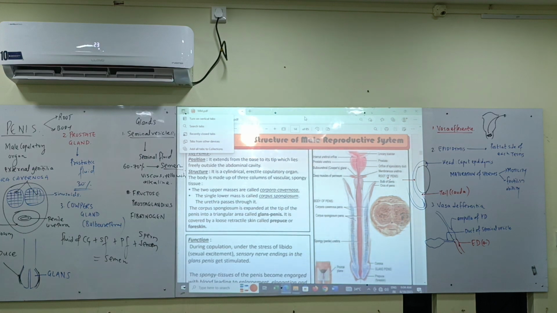So the tip of the penis has only the spongiosum, and that is called the glans of the penis. It is the site of sexual excitement in males. It is covered by the prepuce, and in circumcision that part is removed. So that is the histology of the male copulatory organ, that is the penis. Yes or no? If you see the slide, you will understand it.